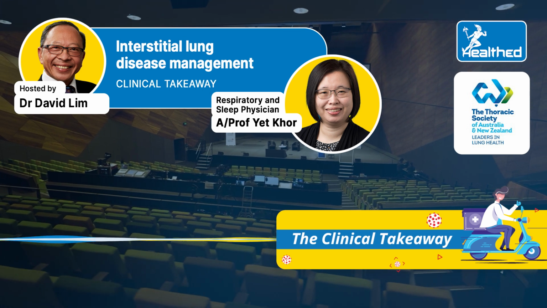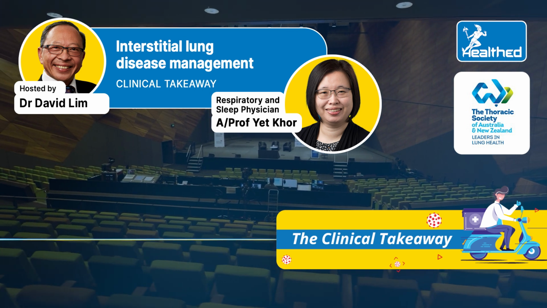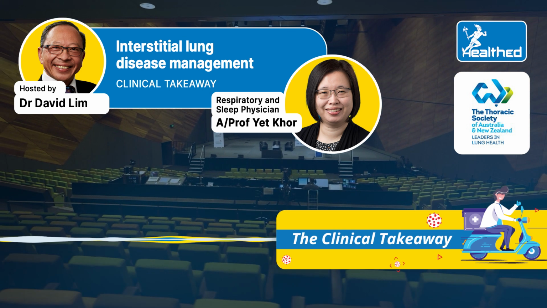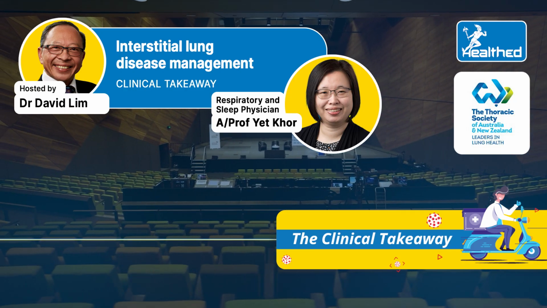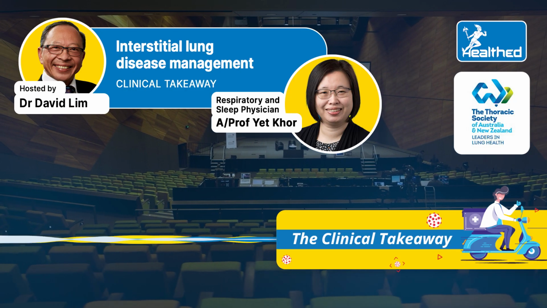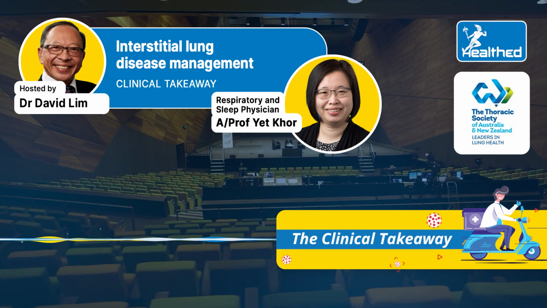In terms of the natural history of this group of patients, it does vary substantially depending on the underlying subtype of interstitial lung disease. So as mentioned earlier, idiopathic pulmonary fibrosis is the worst case scenario.